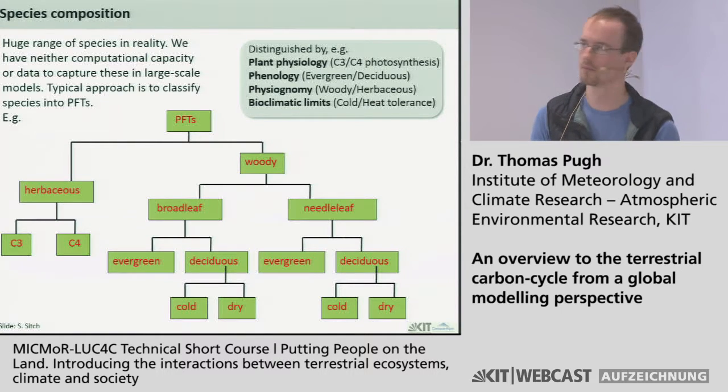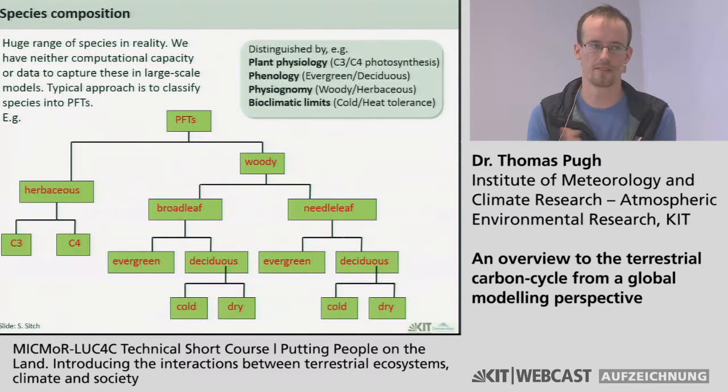I touched a little bit earlier on plant functional types. There's a huge range of species out there in reality, and we don't have the computational capacity or indeed the data to parameterize our models to represent all these species. If we're looking at just regional scales, for instance Europe, we can get most of the major species, but globally we can't even come close. There are thousands of species out there just in terms of trees.